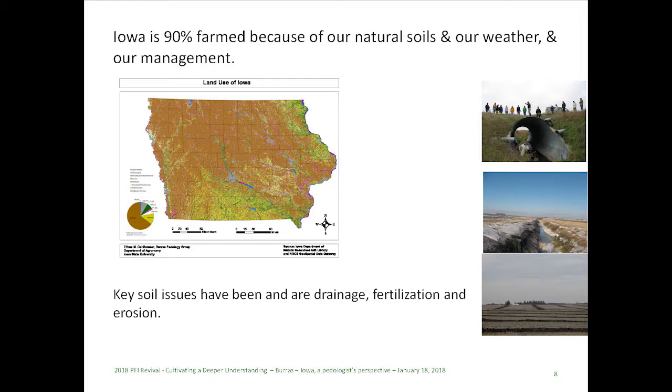We also have weather that works really well. And the soils and weather we have really fits well with how our management has been, how we like to crop over the last century and a half. So the reason we're this way is, again, that we start with this really incredible natural resource base.